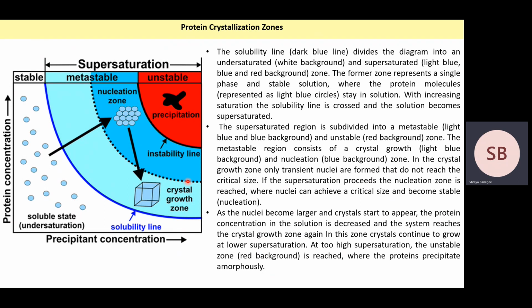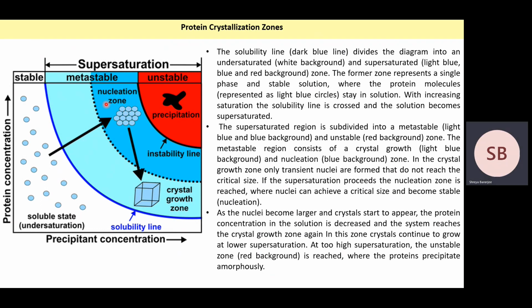The metastable zone again consists of a crystal growth zone, which is this light blue zone, and a nucleation zone, which is this dark blue zone. In the crystal growth zone, only transient nuclei are formed that do not reach a critical size. If the supersaturation proceeds, then from the crystal growth zone, you enter the nucleation zone, where nuclei can achieve a critical size and become stable.